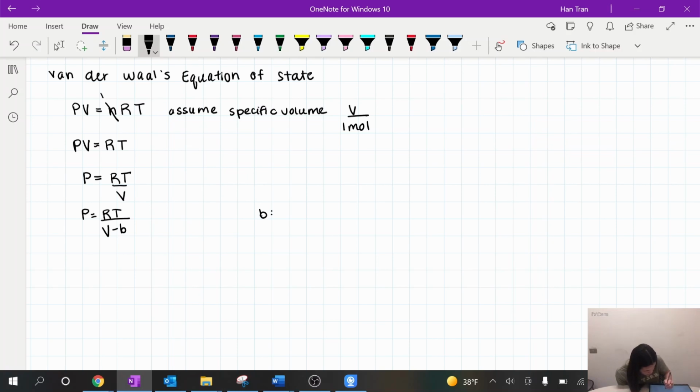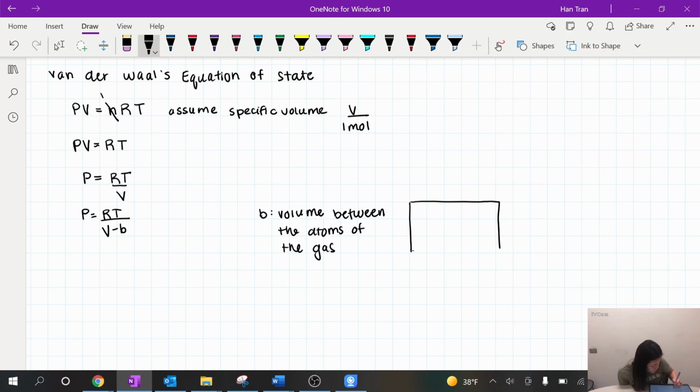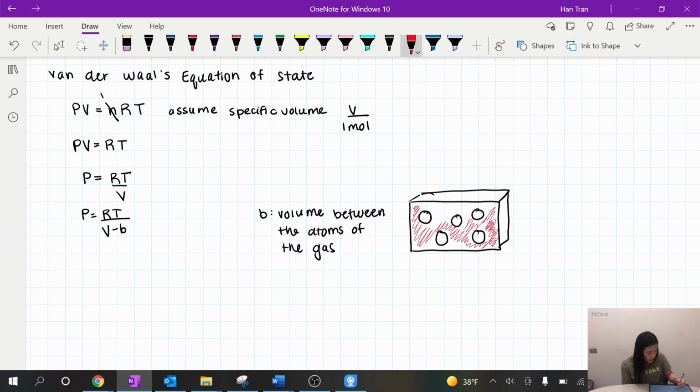So this b is the volume between the atoms of the gas. So if we take a look at a closed container, say we have this closed container here, on a very sized up level, like if you were able to zoom in super close to the molecules, they cannot sit on top of one another. They actually are spread out. But what that means is that there is all this space between them. So what the parameter b accounts for is this space here, and it basically is the excluded volume.